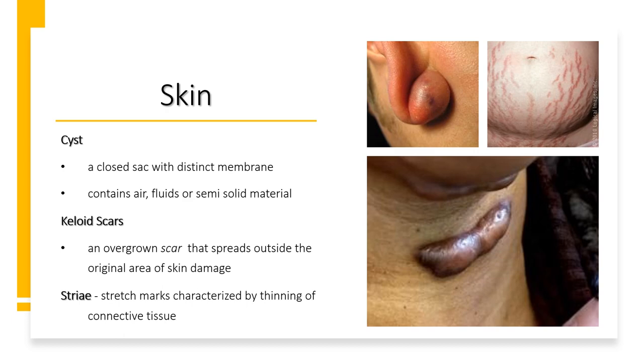So it's normally either in pregnancy, when the skin is stretched over the stomach as the baby grows quickly, or if you put on a lot of weight very quickly for one reason or another. So a cyst is a closed sac with a distinct membrane, maybe full of fluid or pus. A keloid scar is an overgrown scar, and stretch marks or striae are a result of the thinning of that connective tissue because of a very rapid increase in size.